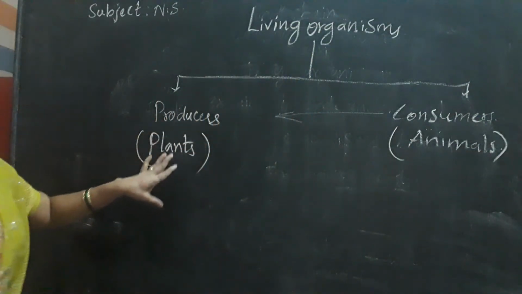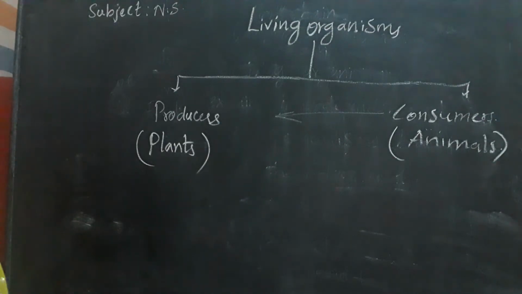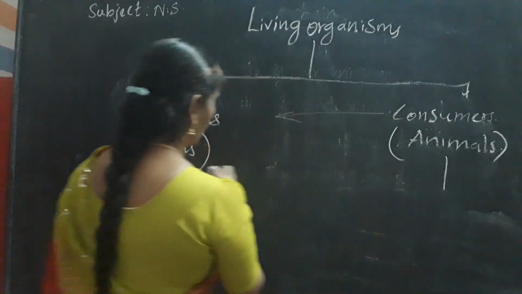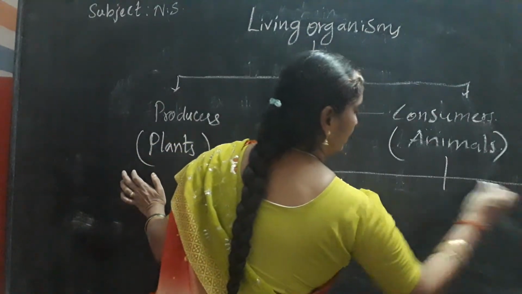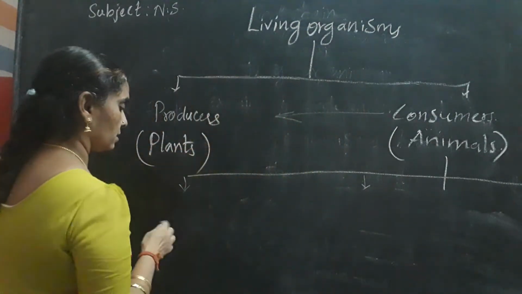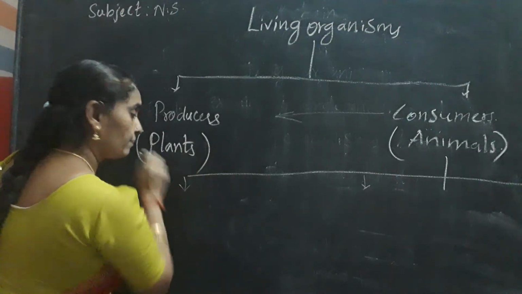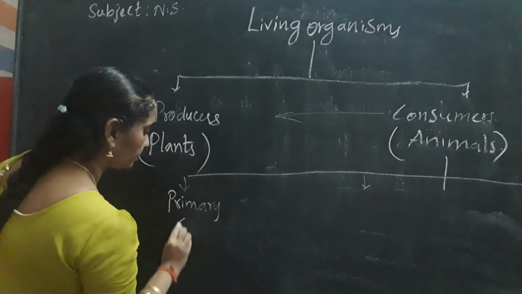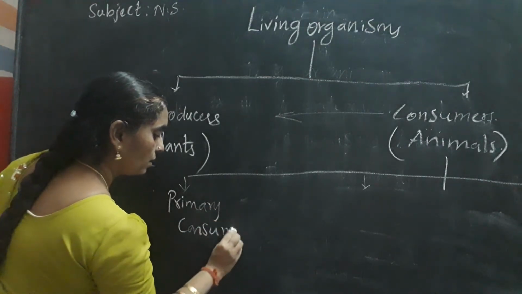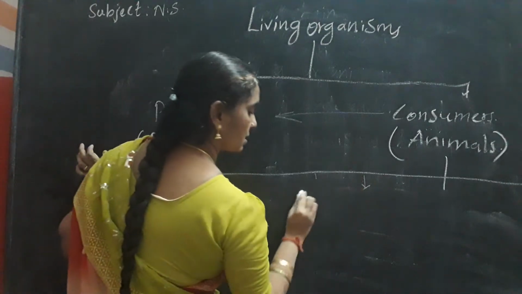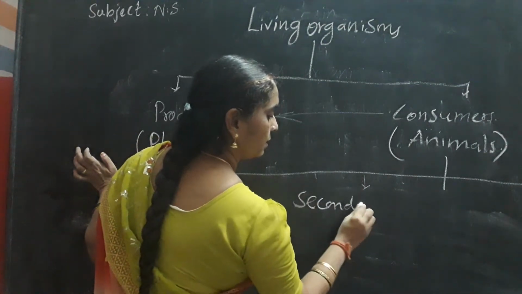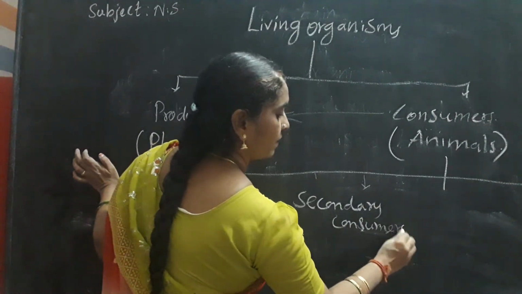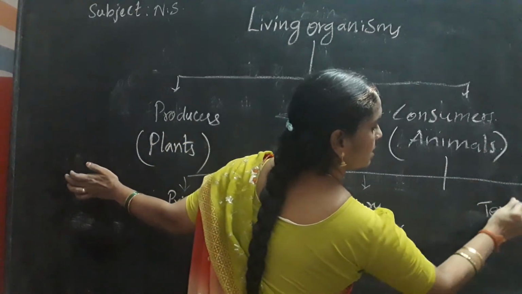Okay, next, coming to the consumers now. You know what producers are. What are consumers? Consumers are again classified into three types. They are primary consumers, secondary consumers, and tertiary consumers.